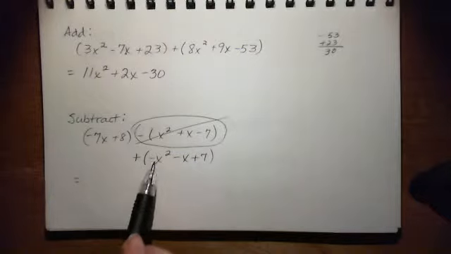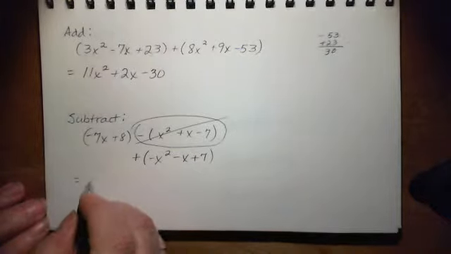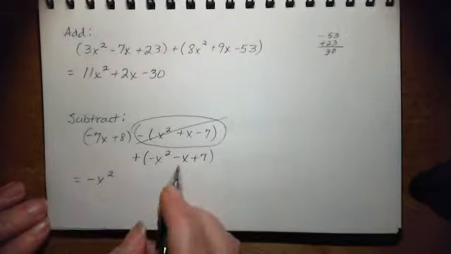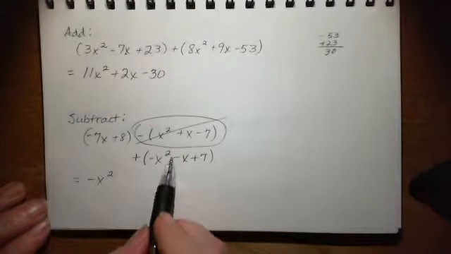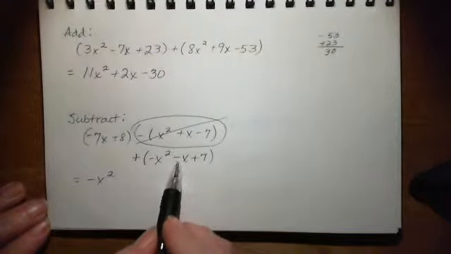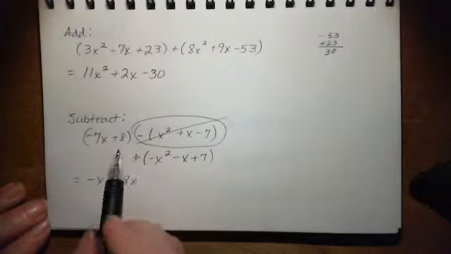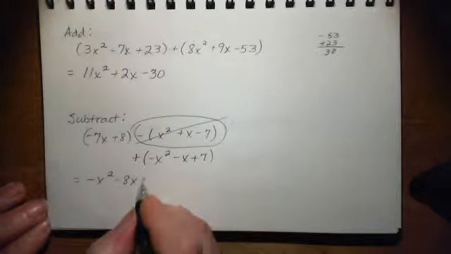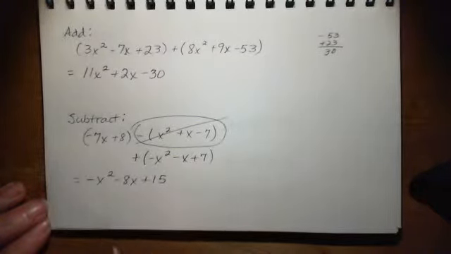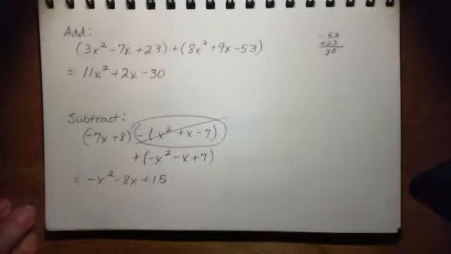Highest power of x is x squared, and it's the only one. Negative x squared. Then we have negative 7x is like negative x. There's a negative understood 1 there. So that's negative 8x. And we have our plus 8 with our plus 7 for plus 15. And that's add and subtract polynomials.